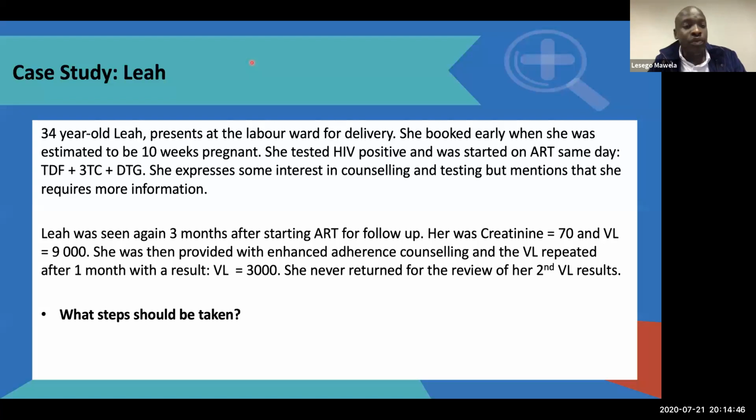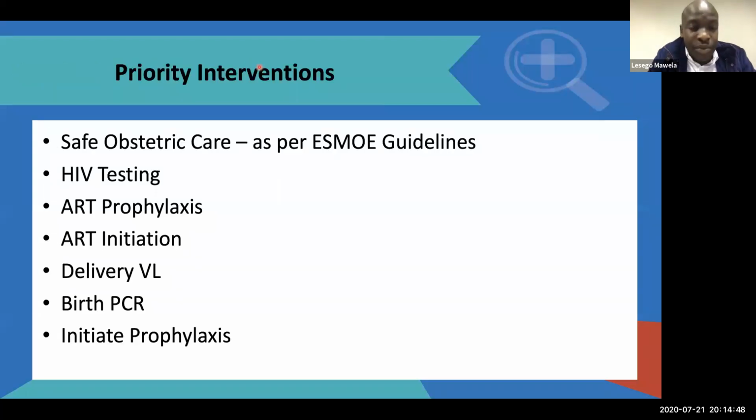So let's continue. In terms of what is a priority in labor, what are our priorities? The first one is we need to ensure that we are able to provide safe obstetric care as per the local guidelines. And so far, we are guided by the ESMO and many other maternity guidelines in the country. So that is the priority.